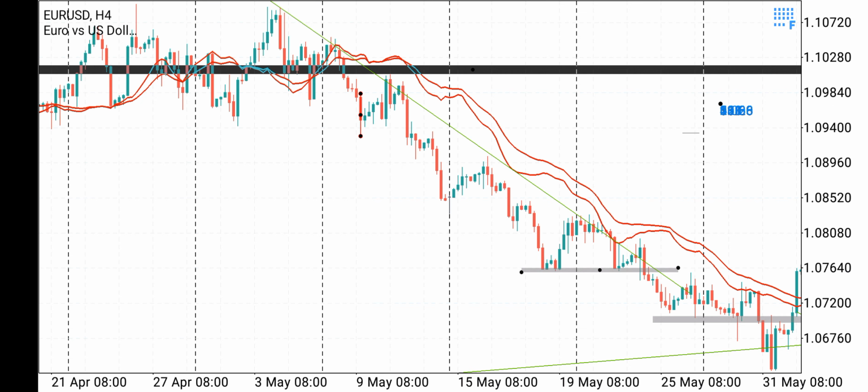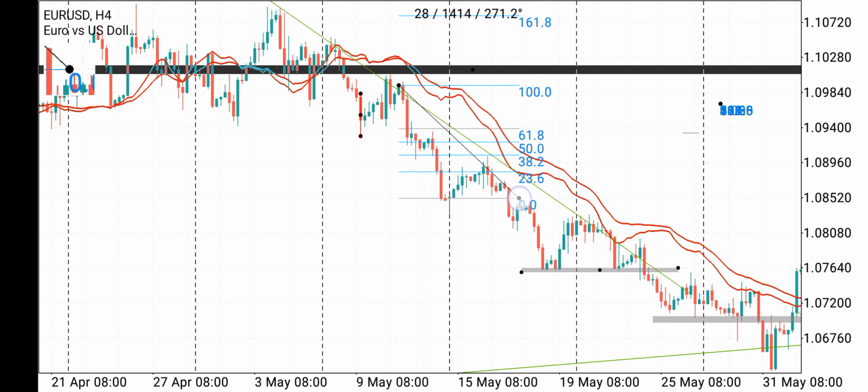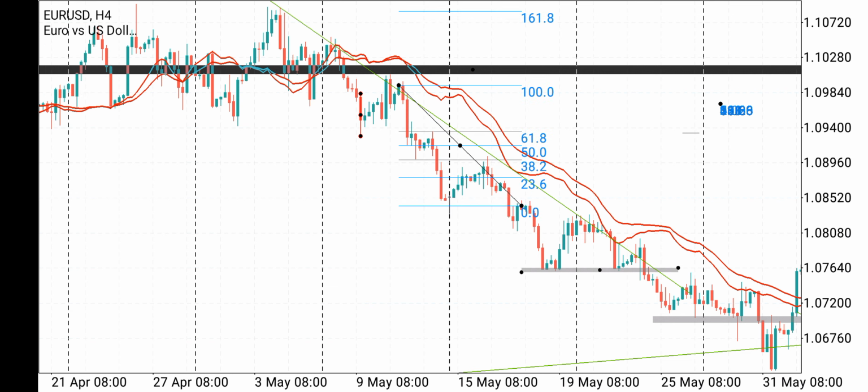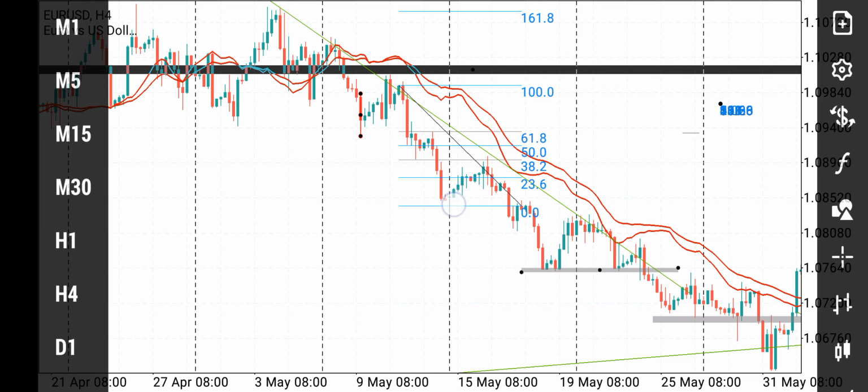So you come down to this point. You draw it from the swing high, right? You draw it from the swing high and then down to the swing low. So this was the highest low here before it started retracing. You can see that it was at this point the market started retracing. That is when it started going upward, even though it was a downtrend market.